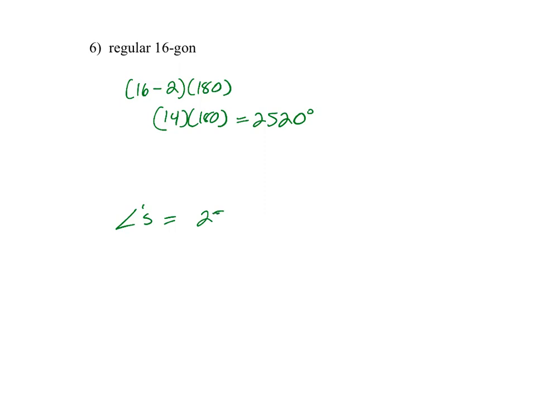Again, a regular 16-gon. So this is 16 minus 2 times 180. So 14 times 180 is 2520. For each angle, 2520 divided by 16 is 157.5 degrees.